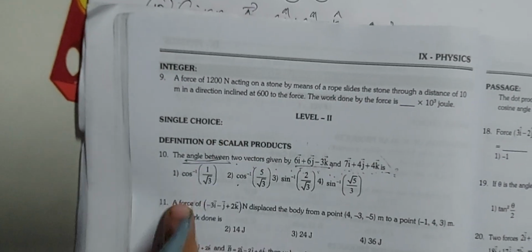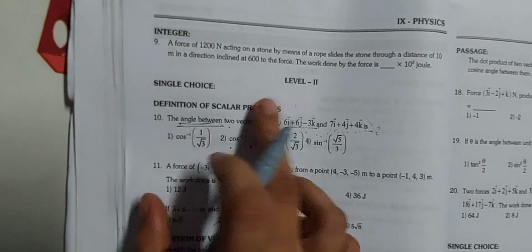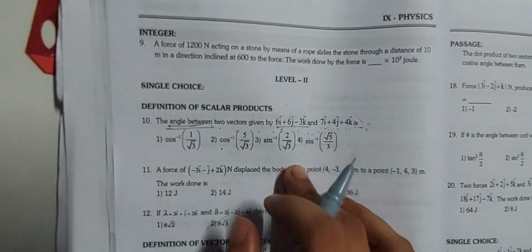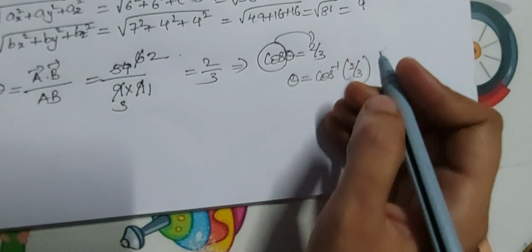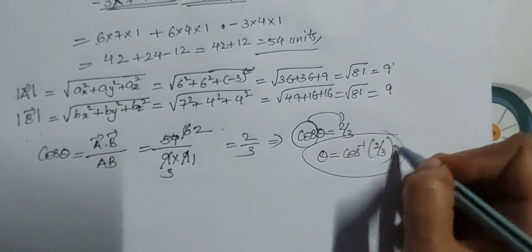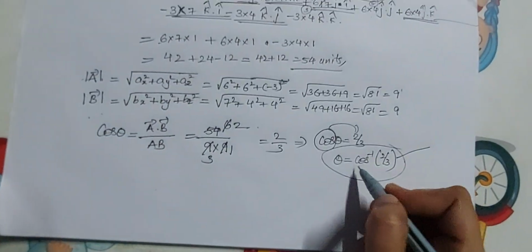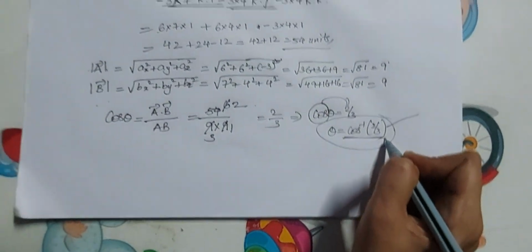So let us find whether the answer is there in the textbook. What are the options given? Cos inverse 1 by root 3, cos inverse 5 by root 3, sin inverse 2 by root 3, sin inverse root 5 by 3. Is it right or wrong? Don't get confused, it is right. But that option is not given. Whatever we got, the answer is right, but the option is not given.